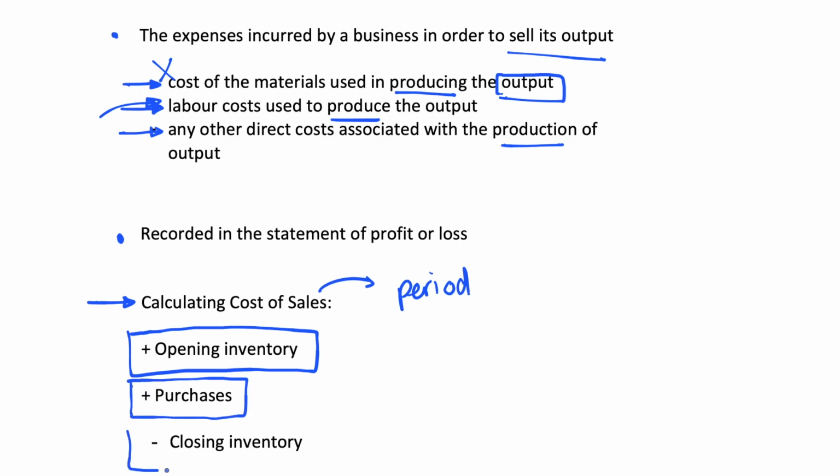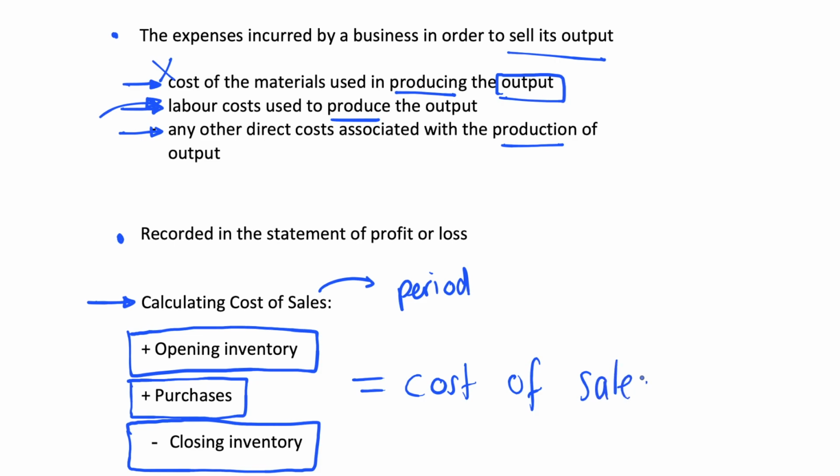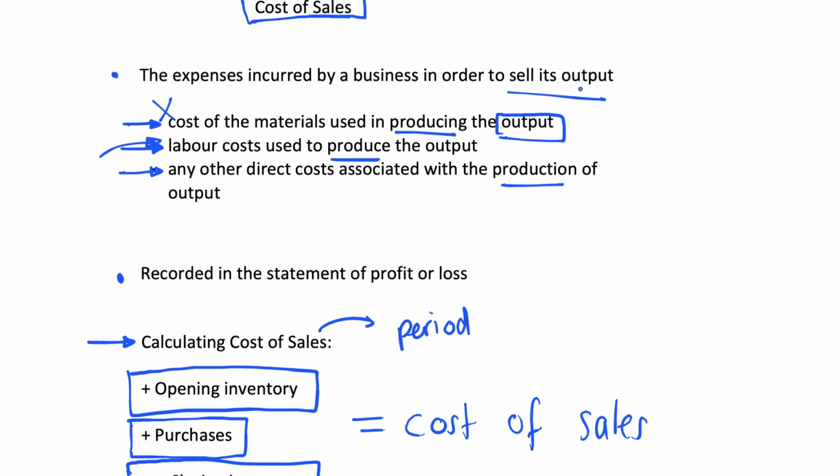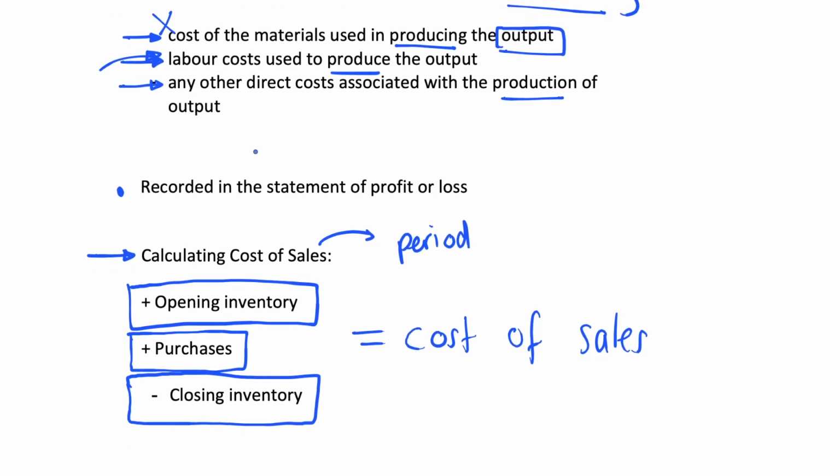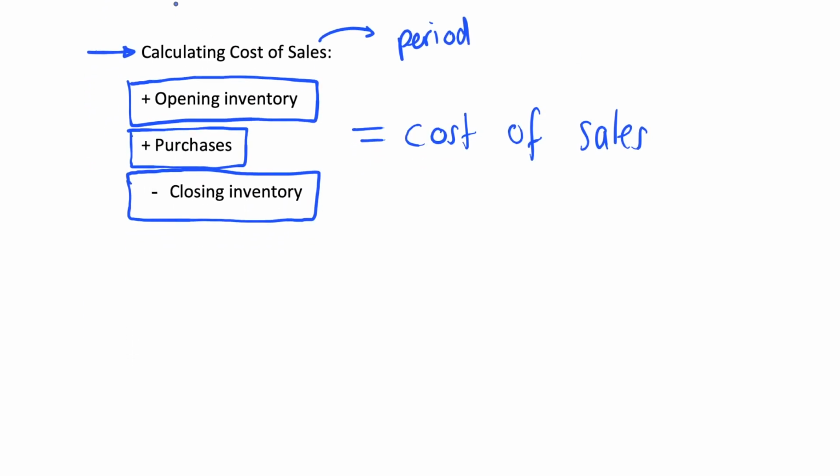And then we just need to subtract the closing inventory of that good or service. So how much stock we have at the end of the period. And this will equal our cost of sales. So opening inventory plus purchases minus closing inventory will give us cost of sales. And what is cost of sales? Well, it is the expenses incurred by a business in order to sell its output. So that's a quick overview of what we mean by cost of sales.